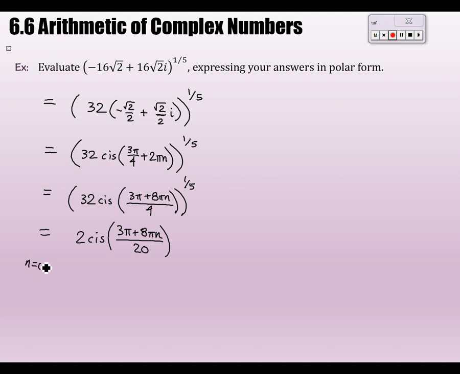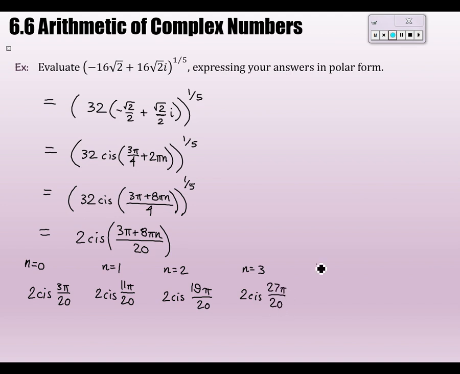Good. So now if n is 0, we get 2 cis 3 pi over 20. If n is 1, we get 2 cis 11 pi over 20. If n is 2, we get 2 cis, we're stepping up by 8 pi every time up here, right? So 19 pi over 20. If n equals 3, we get 2 cis, what's 8 plus 19? 27 pi over 20. If n equals 4, we get 2 cis 35 pi over 20. And if n equals 5, we get 43 pi over 20 in there, which is actually coterminal to 3 pi over 20, isn't it?